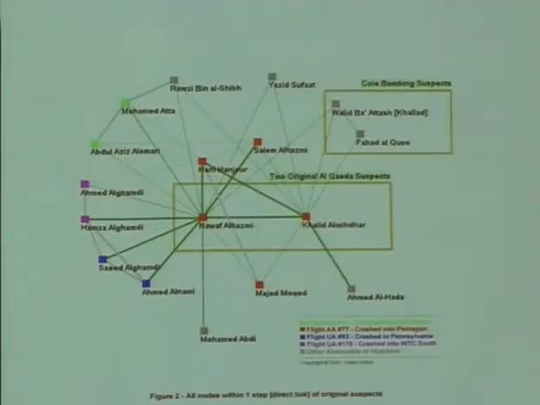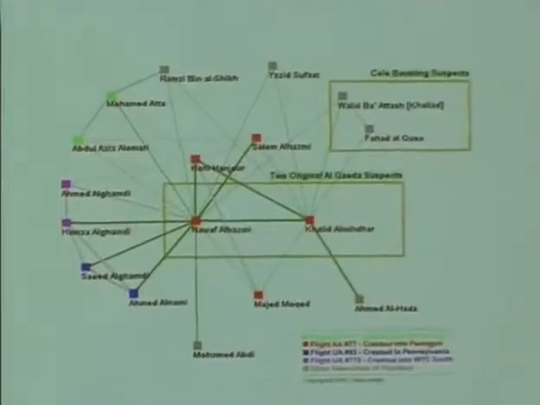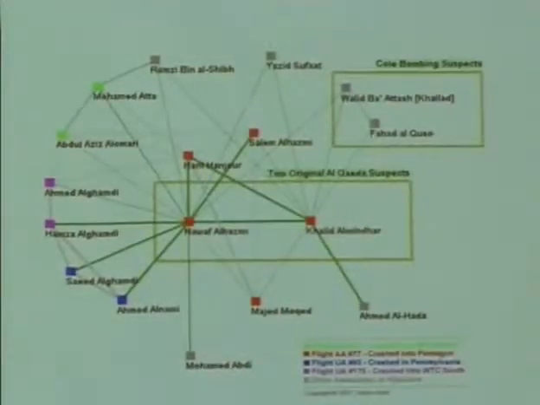And we can see that I've labeled the people that were on the planes in 9/11 by color. And we could see that already many of the people are starting to show up. So these are one step away from the original two suspects. Then if we go two steps away, which I talked about before, we see that we have everybody that was on the planes. And we also see Mohammed Atta right here, who was eventually figured out to be the ringleader. And we see how important he was.